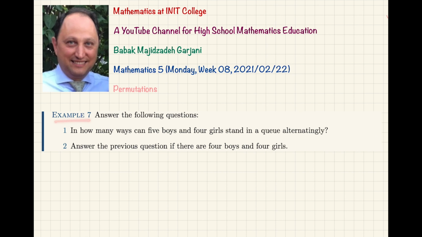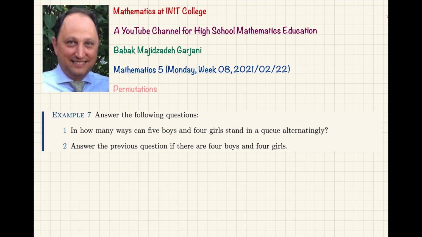Example number 6. Answer the following questions. In how many ways can 5 boys and 4 girls stand in a queue alternatingly? If I just ask you in how many ways they can stand in a queue, I would say that 5 boys and 4 girls means that I have 9 distinct objects, and then it would be 9 factorial.